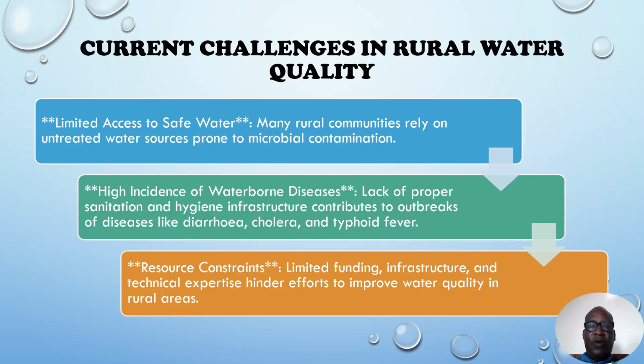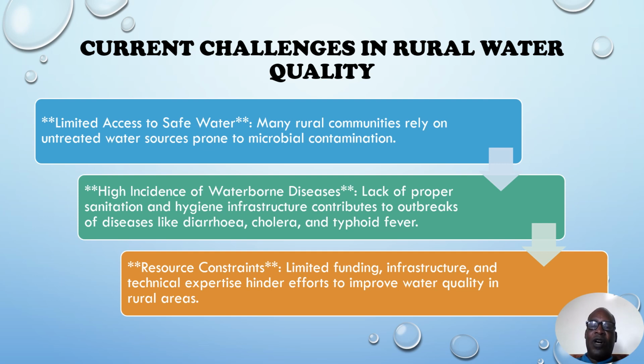People that dwell in rural communities are confronted with a number of challenges, particularly as regards the type of water they have to drink. One of the major challenges is that they do not have access to safe water. Many of them rely on untreated water sources like wells and streams, which are prone to contamination by microorganisms. As a result of the contamination by microorganisms, there is usually high incidence of waterborne diseases in the rural area.